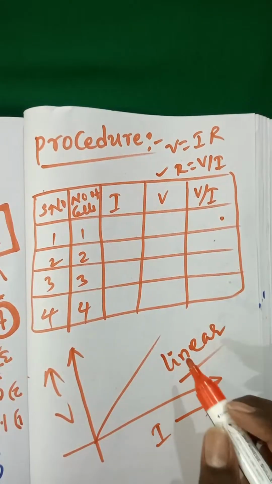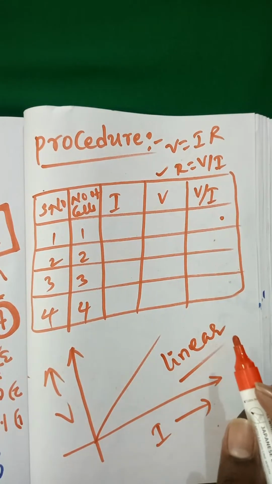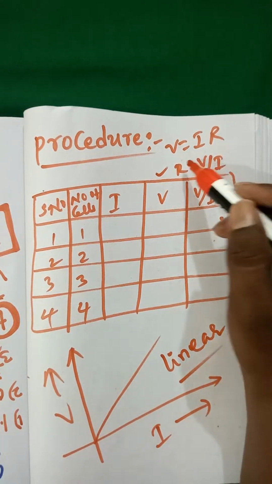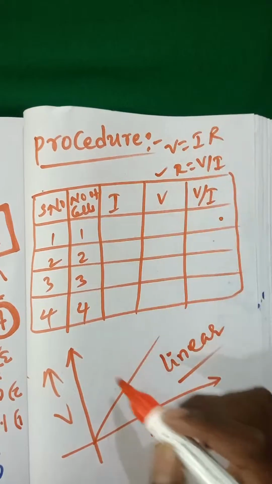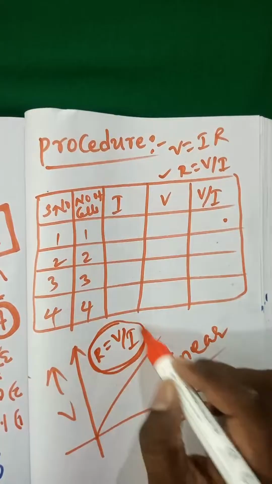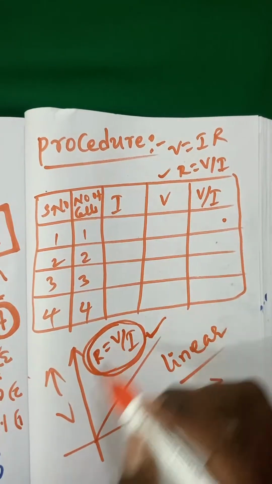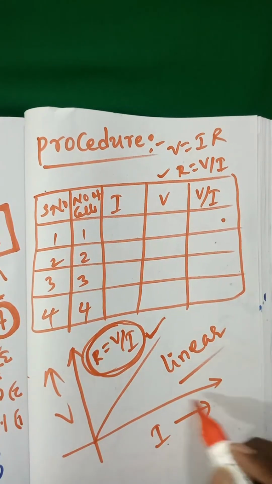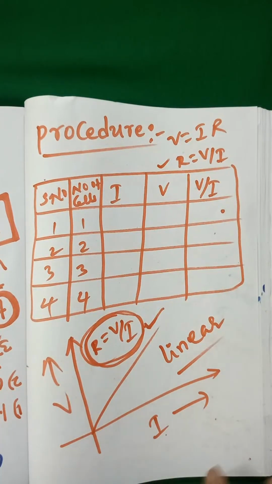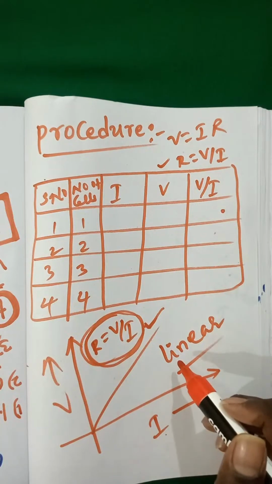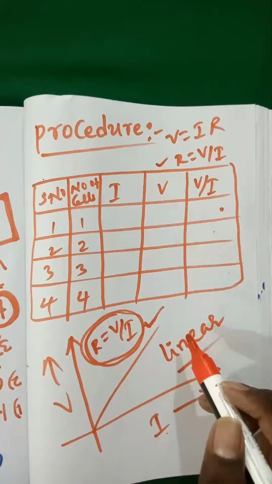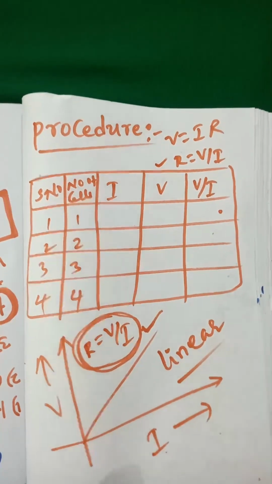Slope is nothing but normally in maths V2 minus V1 by I2 minus I1, right? So here you can see resistance R equal to V by I. First we are taking V, then we are considering I. So V on Y axis, I on X axis. These notations are very, very important. Make a note of it. So the VI graph is linear. Now I'm going with the next one.